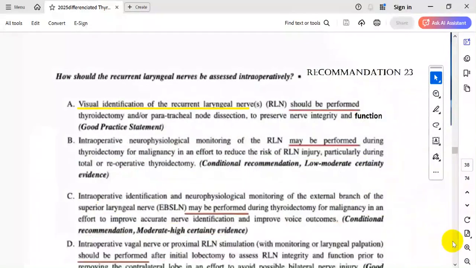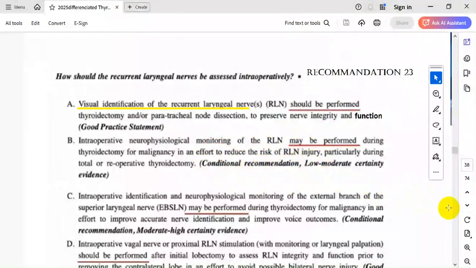And how should the recurrent laryngeal nerve be assessed intraoperatively? Visual identification of the recurrent laryngeal nerve should be performed during thyroidectomy and paratracheal node dissection to preserve nerve integrity and function. And intraoperative neurophysiological monitoring of the recurrent laryngeal nerve may be performed during thyroidectomy for malignancy in the effort to reduce the risk of recurrent laryngeal nerve injury, particularly during total or reoperative thyroidectomy.